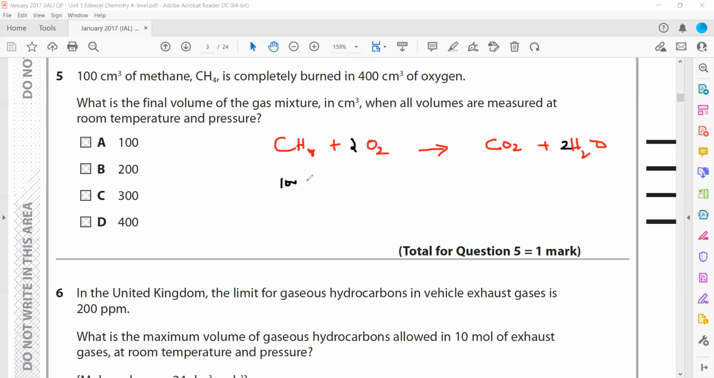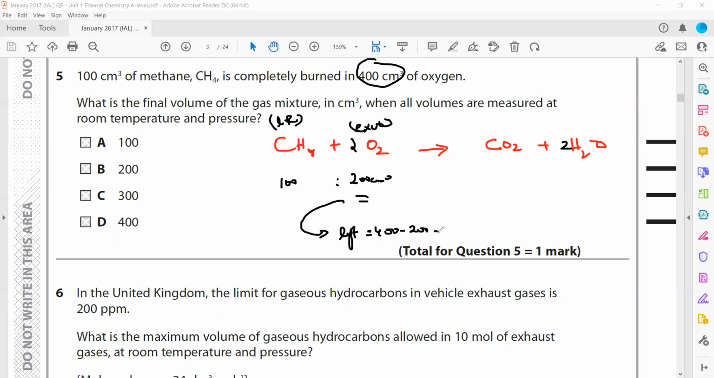So if we have 100 cm cube, 1:2 is the ratio, so 200 cm cube of oxygen will be used. Methane will be the limiting reagent, it will be used up completely. Oxygen is in excess. If 100 cm cube of methane, 200 cm cube of oxygen will be used. And how much oxygen will be left? Originally it is 400 and 200 is used, so 400 minus 200, so 200 cm cube of oxygen is actually left unreacted.